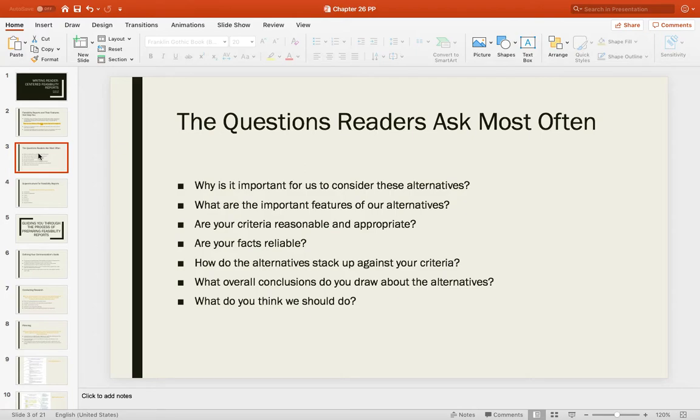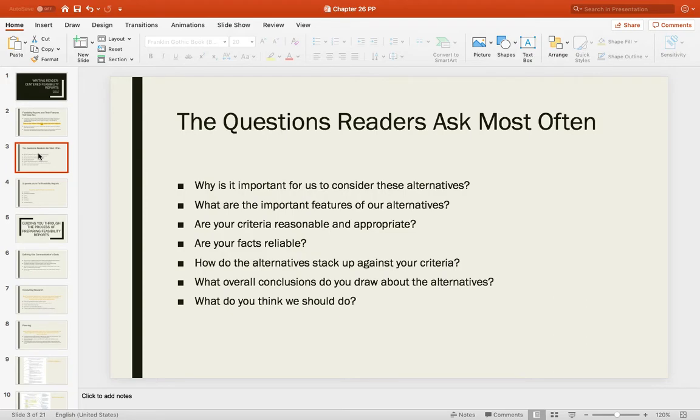Are your facts reliable? Evaluating alternatives involves comparing facts about them against the criteria for judging them. Your readers want to know what they can rely on and the accuracy of the facts you present. How do the alternatives stack up against your criteria? The heart of the feasibility study is your evaluation of the alternatives in terms of your criteria. Your readers want to know the results.